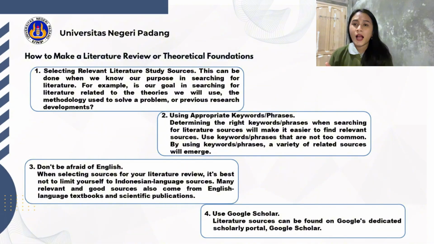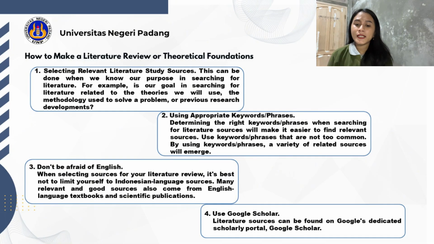And that's how to make a literature review or theoretical foundation. 1. Selecting relevant literature study sources. This can be done when we know our purpose in searching for literature. For example, is our goal in searching for literature related to the theories we will use, the methodology used to solve a problem, or previous research developments?